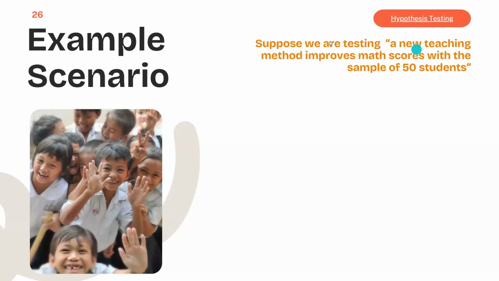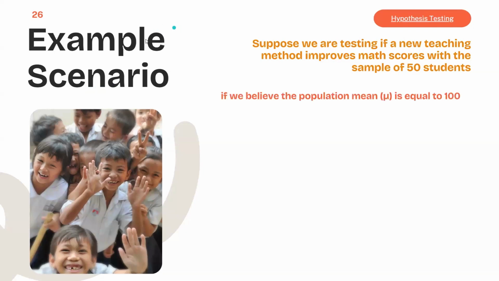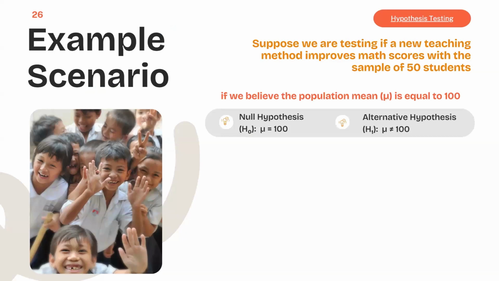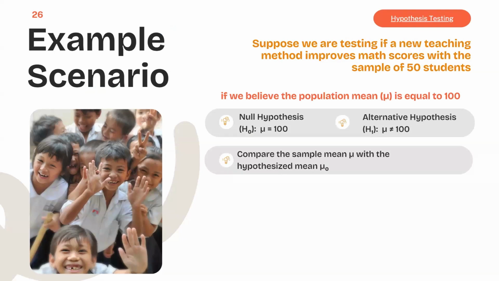Suppose we are testing whether a new teaching method improves the math score, with a sample of 50 students. So here we are taking the null hypothesis that the population mean is equal to 200. Against the null hypothesis, we take our alternative hypothesis that the population mean does not equal 200. Then we have to compare the sample mean, which is 100, with the hypothesized mean. If the difference between the sample mean and the hypothesized mean is significant, we have to reject the null hypothesis. It clearly states that there is a significant difference between the sample mean and the hypothesized mean.